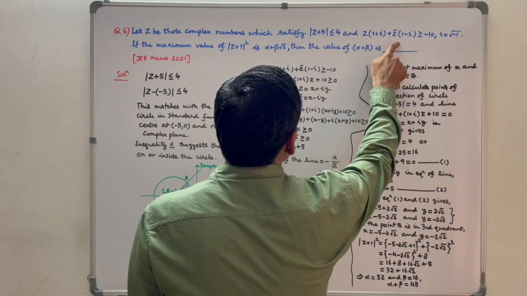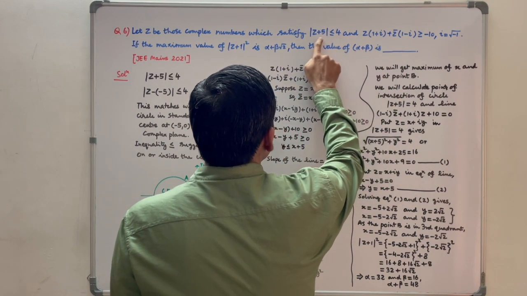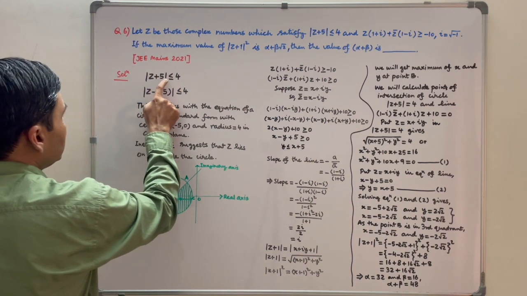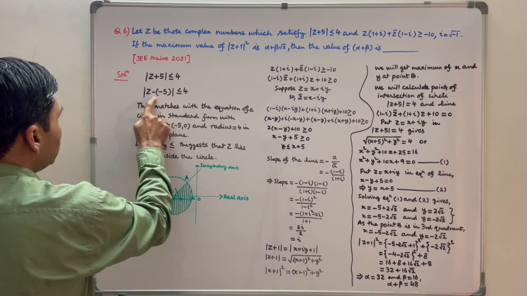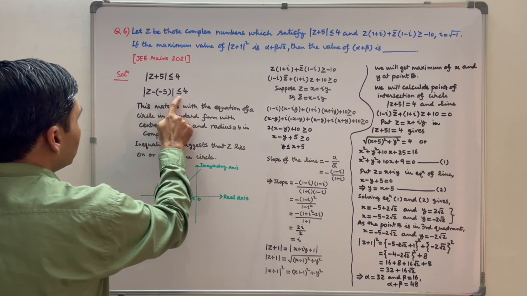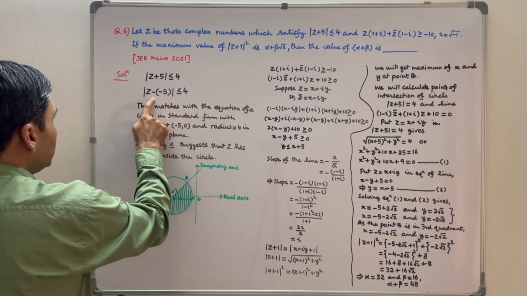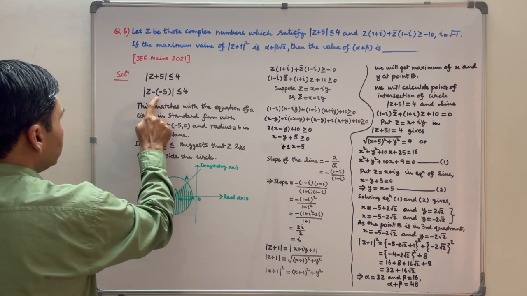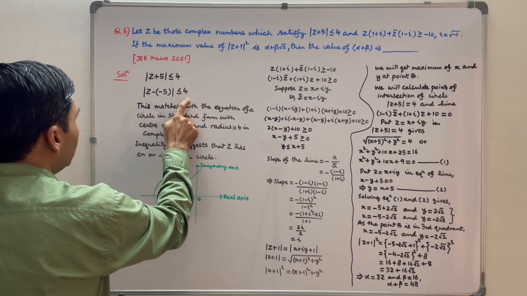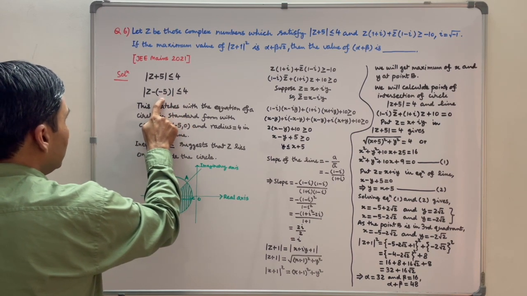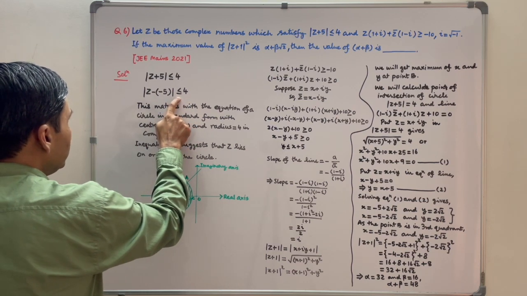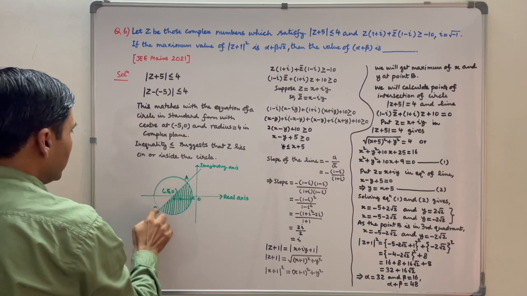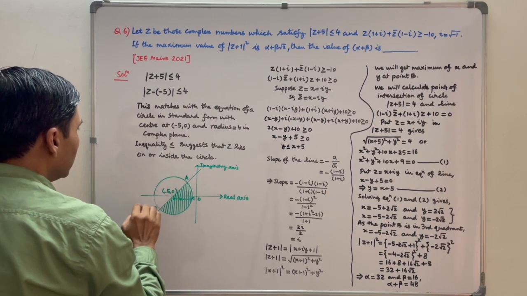So first let us understand its meaning. First inequality is |z + 5| ≤ 4. This can be written as |z − (−5)| ≤ 4. This matches with the equation of a circle in standard form, which is given by |z − z0| = R, where z0 is the center and R is the radius. Inequality less than or equal to means z lies somewhere on the circle or inside the circle.